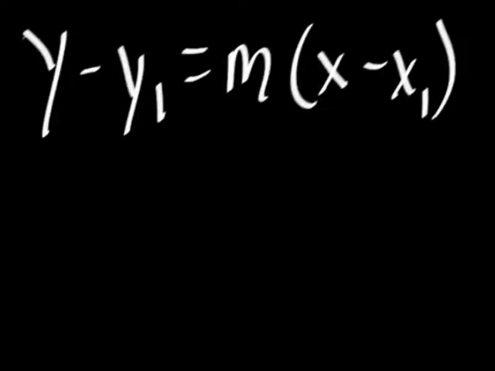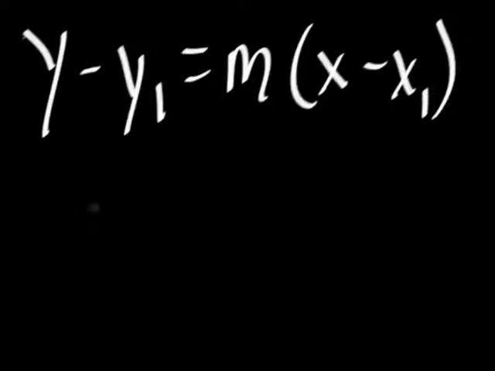Have you ever seen this formula before? This formula is called the point-slope formula. The reason it's called the point-slope formula is because you only need two things to write in this form. You need a point and you need a slope.